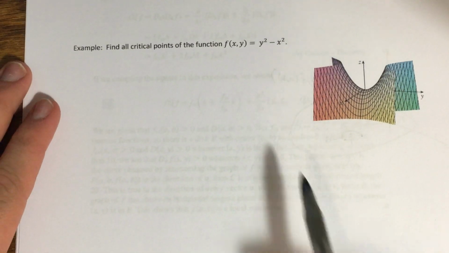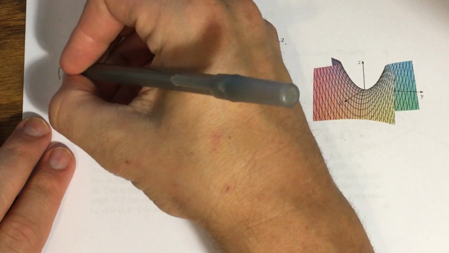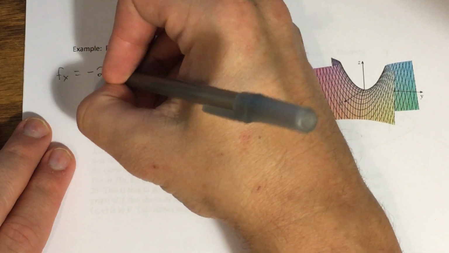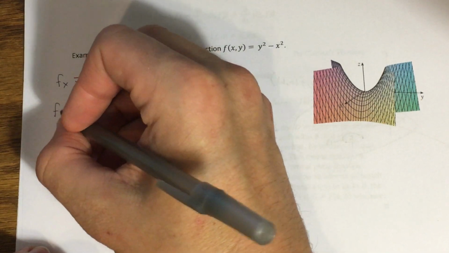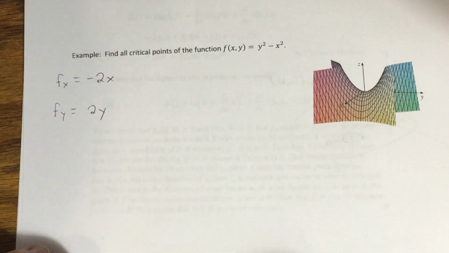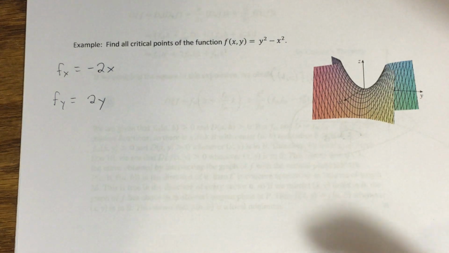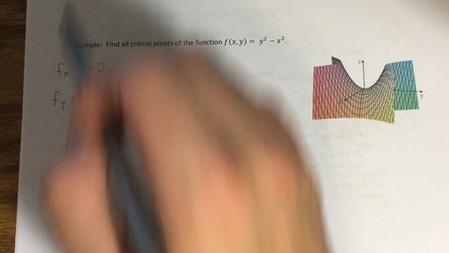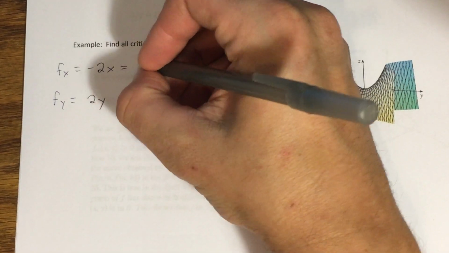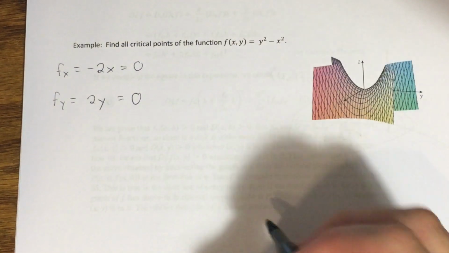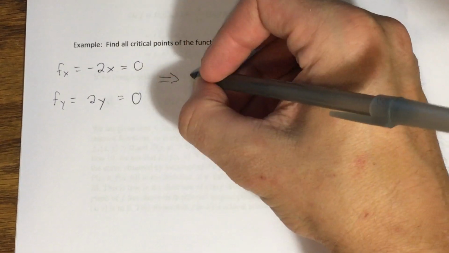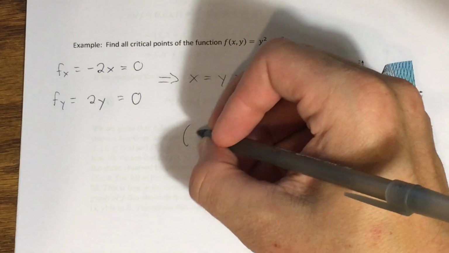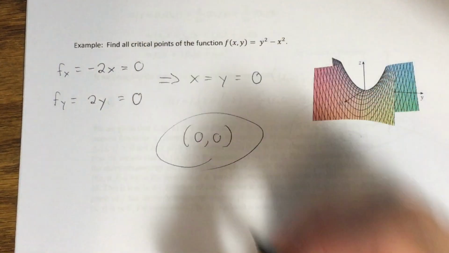I want to find all critical points of this function. What is fx in this case? It would be negative 2x. And what is fy? Positive 2y. If we want critical points, I look for anywhere that these partial derivatives fail to exist, but they don't fail to exist anywhere. Same thing happened in the previous example. So we're left looking for where they are equal to 0. In both cases, x and y will have to equal 0. So my critical point is the origin, (0, 0).